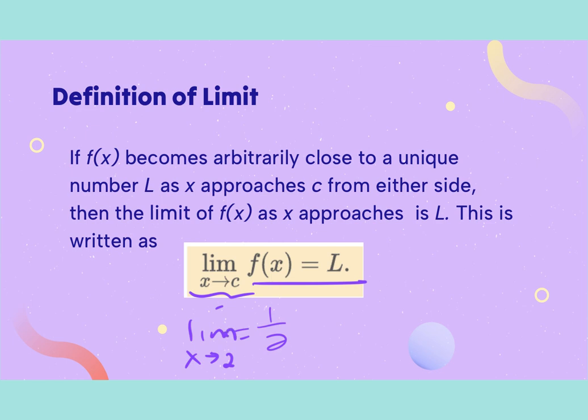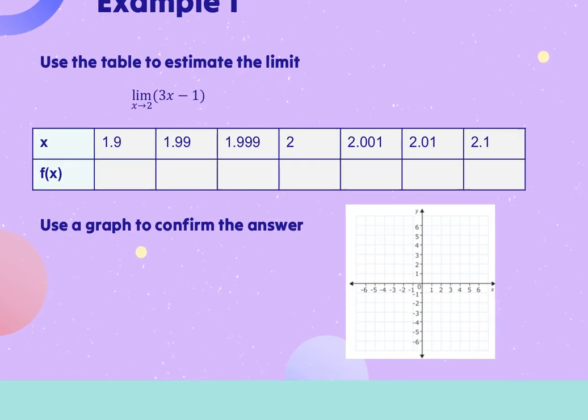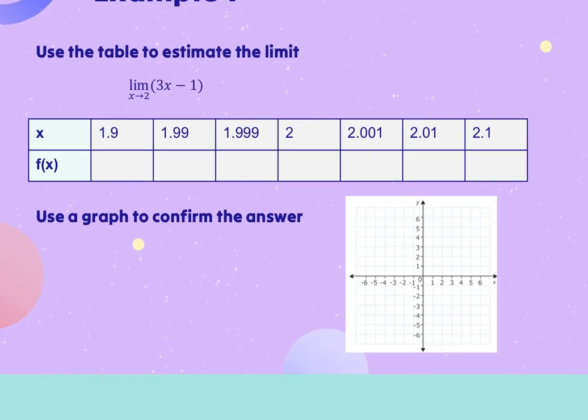Okay, the first way we're going to do it is something you're used to, which is that chart. So we're going to fill in our chart. Hopefully we know how to do this pretty well. I would recommend typing this in as your y1 and then plugging these in individually, or you could use the value on your graph. That's the fastest way. You obviously could also do 3 times 1.9 minus 1, and then 3 times 1.999 minus 1, and go all the way through. But because you're comfortable with it, I would say the fastest way is to type 3x minus 1 in as your y1.